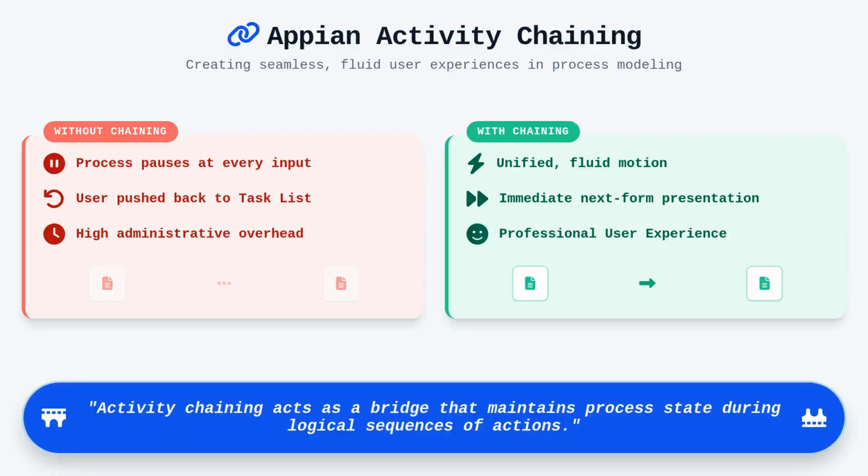This is essential for creating professional applications where the administrative overhead of navigating between menus is removed from the user experience. You should view chaining as a bridge that maintains the state of the process for the user while they move through a logical sequence of actions.